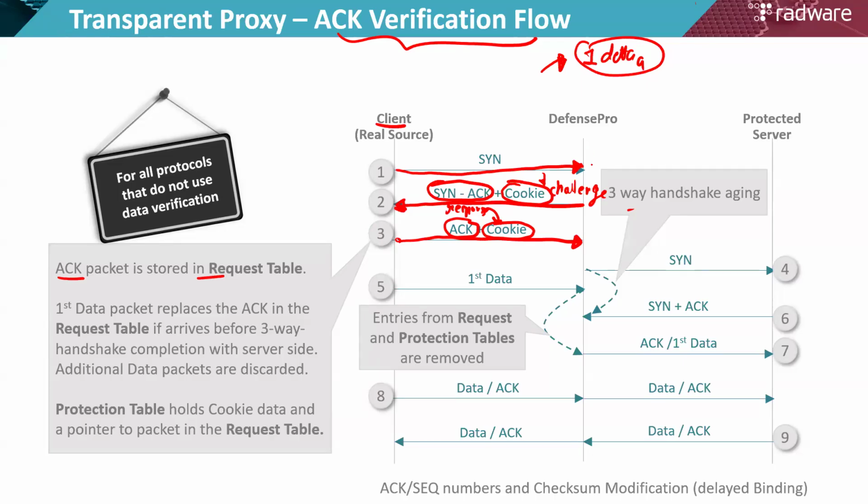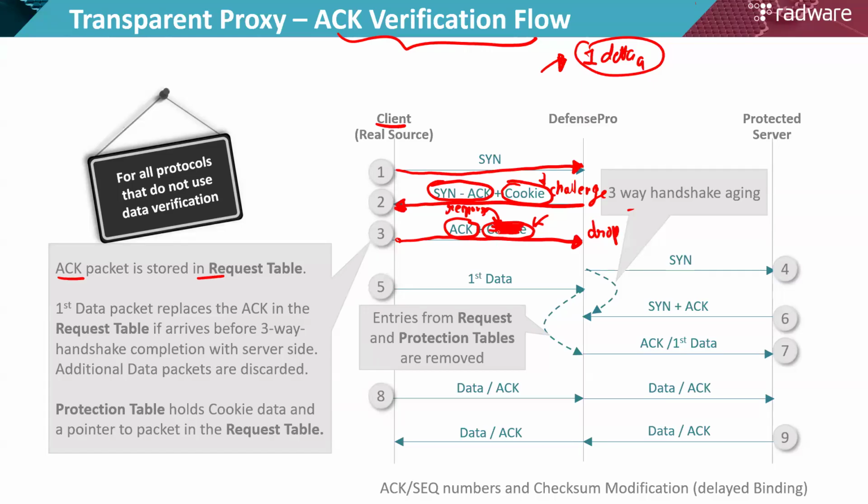And the defense pro will authenticate this client as a legitimate client only once we receive this particular cookie in return. If we do not receive this cookie, we will not be establishing a backend connection to the protected server. We will simply drop the connection if we do not receive this cookie back.